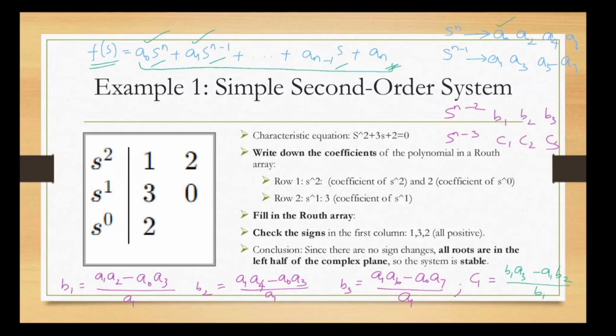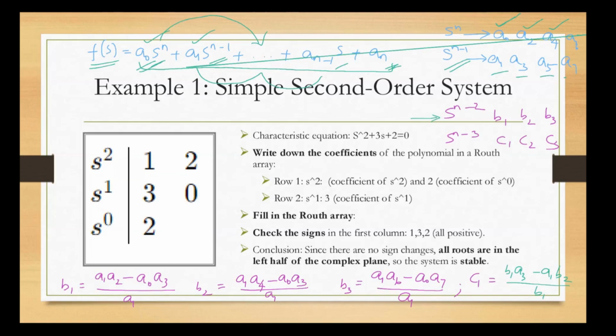We start with the highest coefficient, a0, which is the coefficient of s raised to n, as the first element, and then alternating terms: a2, a4, a6. Then we write the coefficients of s raised to n minus 1 as a1, a3, a5, a7. Those are the alternating terms for s raised to n minus 1. After writing the first two rows, we then calculate all the other rows below.